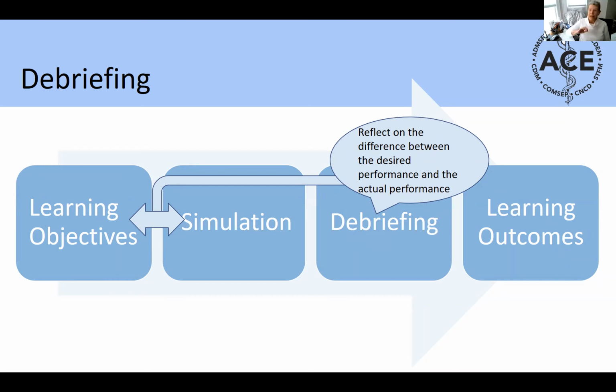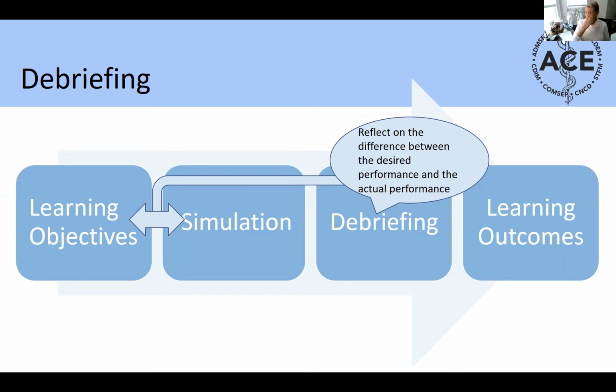So the debriefing happens, you have your learning objectives, the simulation, and the debriefing. It's the difference between what you hope people would do, the learning objectives, and the simulation, which is what they actually did. And the debriefing's not just on what wasn't done, but also on what was done well. Again, it's all about making meaning of what happened.